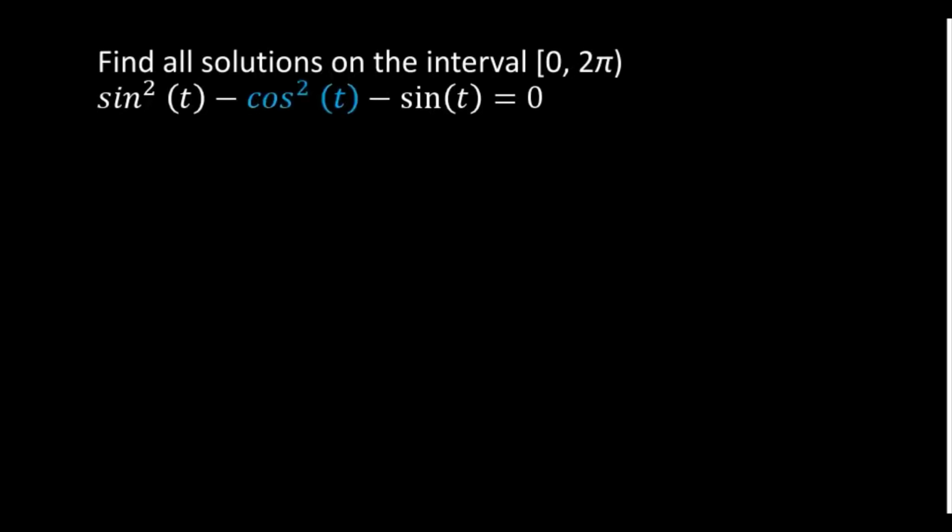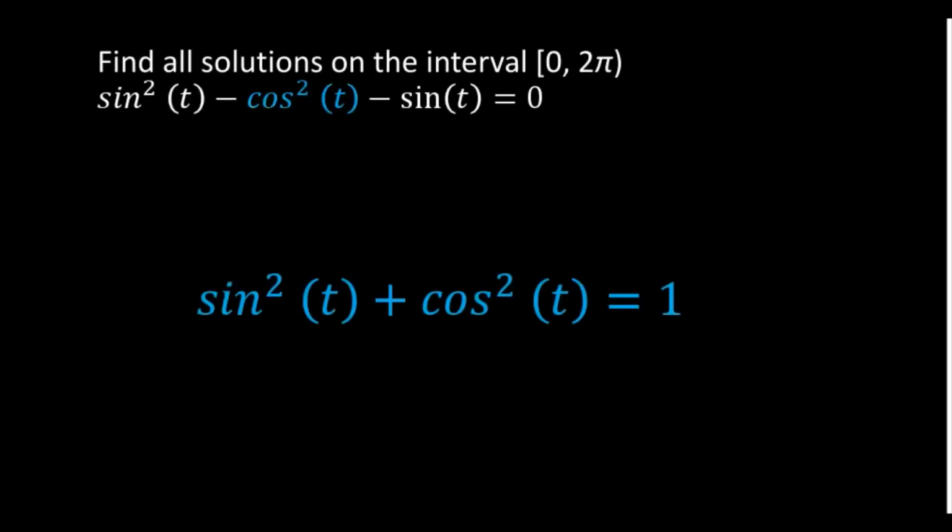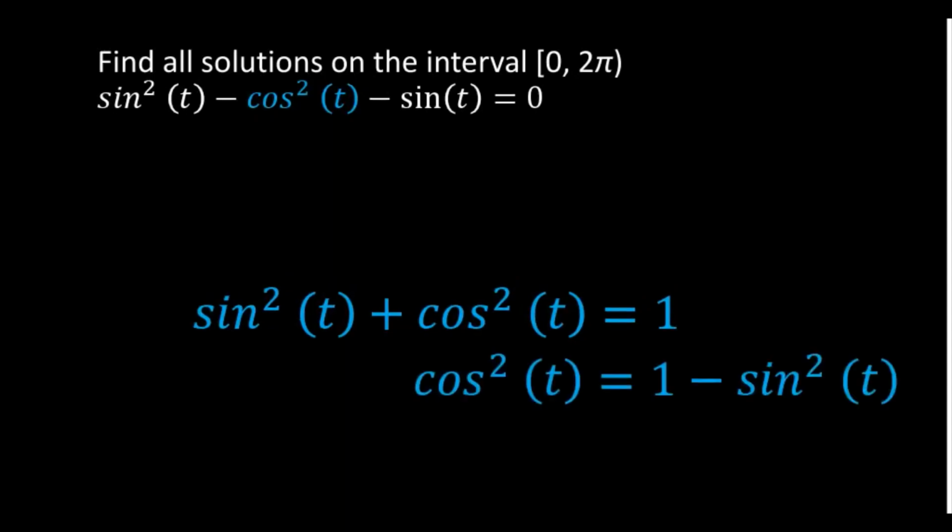So that means that we need to rewrite cosine squared of t in terms of sine. We recall that there is an equation that shows this relationship between sine and cosine, and that's our Pythagorean identity. Sine squared of t plus cosine squared of t equals 1. So we can subtract sine squared of t from both sides, and we'll get that cosine squared of t equals 1 minus sine squared of t.